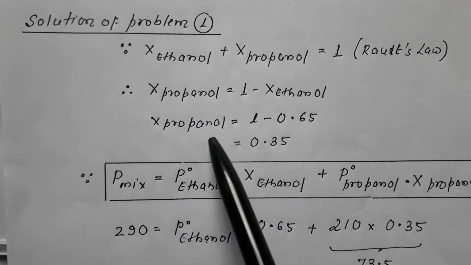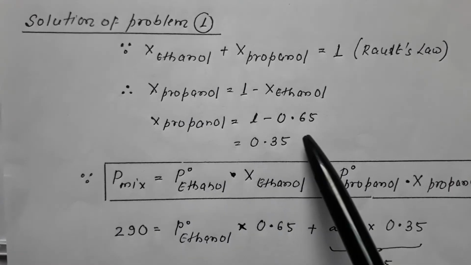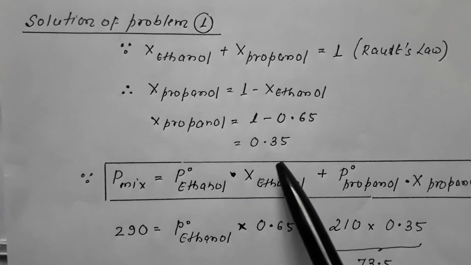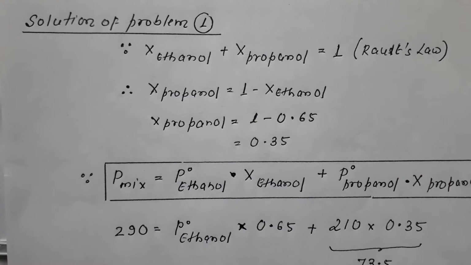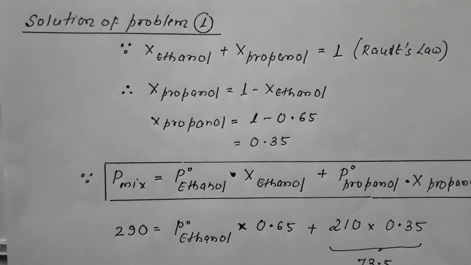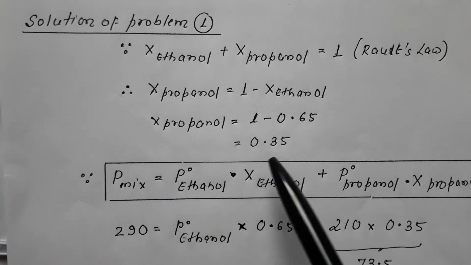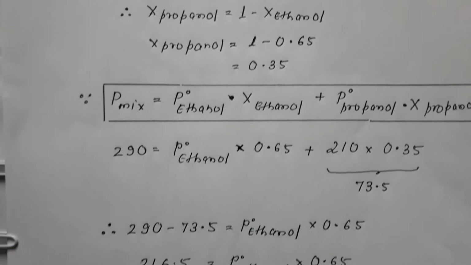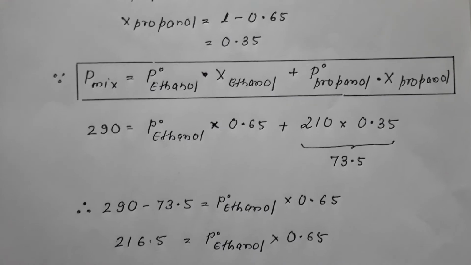Therefore, the mole fraction of propanol is 1 minus the mole fraction of ethanol, given as 0.65. It comes to be 0.35. So the mole fraction of ethanol is given as 0.65, and the mole fraction of propanol we have calculated as 0.35. Now on this basis we proceed with the numerical.